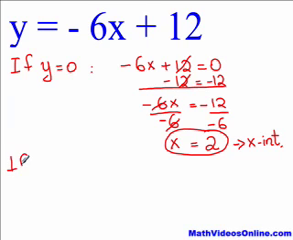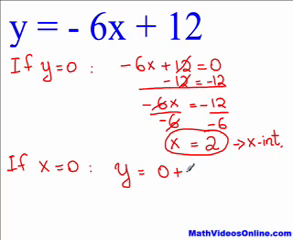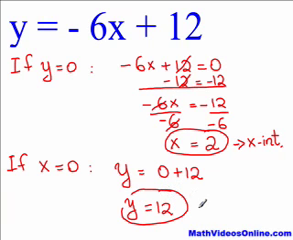To find the y-intercept, let x equal 0. Replace x with 0 in the initial equation and then solve for y. Y equals 0 plus 12, therefore y equals 12 is the y-intercept.